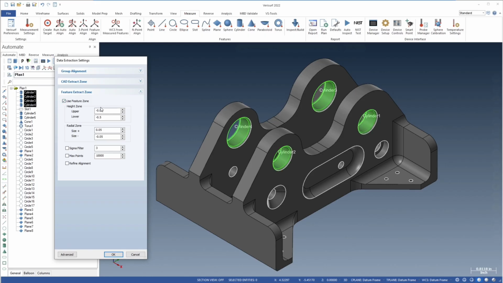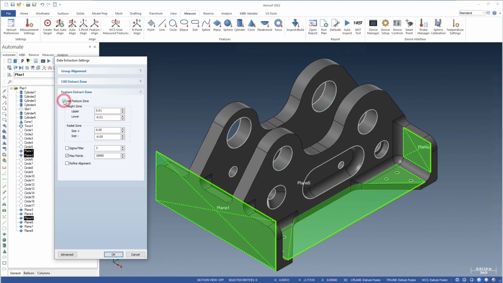Extraction zones are edited interactively, and the results can be viewed graphically in real time. The height zone controls the distance in either direction of the feature, normal to establish the zone along the axis of a cylinder or normal to a plane. The radial zone establishes the boundary perpendicular to an axis or away from a center point. Zones can be further modified by limiting the number of points used in high-density scans.